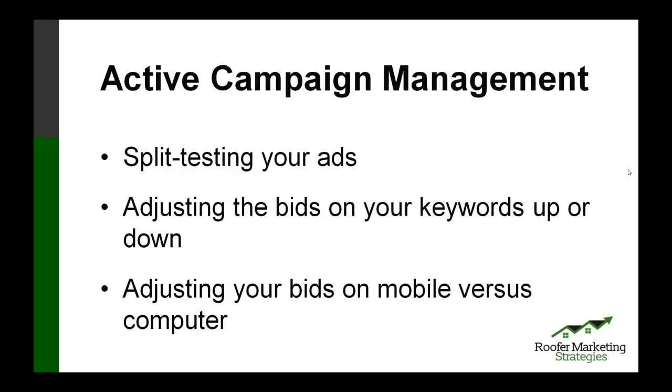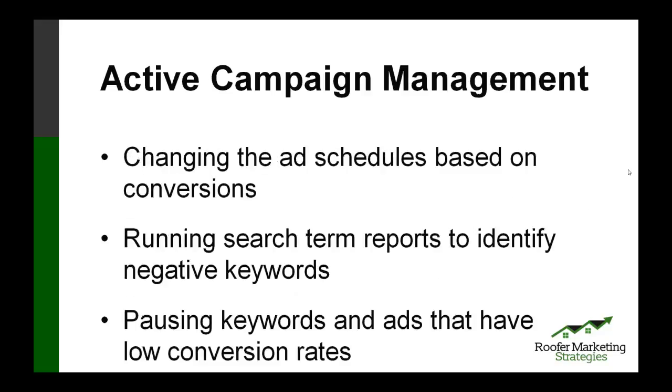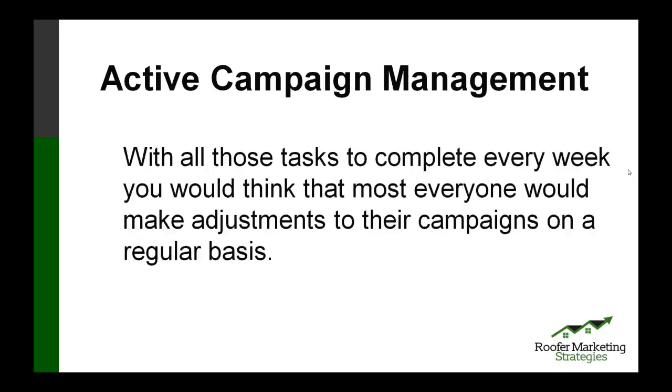You've got to adjust the bids sometimes on mobile versus computer because they both convert at different levels. You might also think of changing the ad schedules based on conversions, running search term reports to identify the negative keywords that are out there that might be giving you bad searches and bad clicks. And then pause the keywords and ads. We talked about this, pausing the keywords and ads that have low conversion rates, all part of active campaign management.